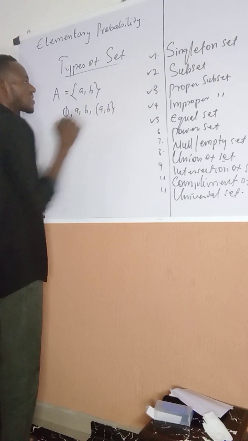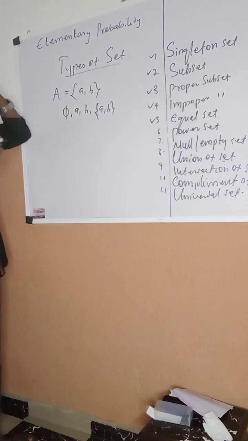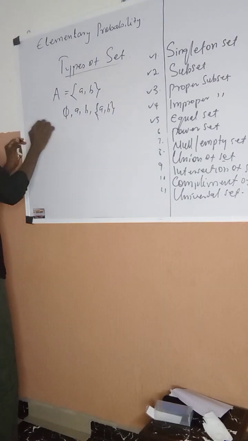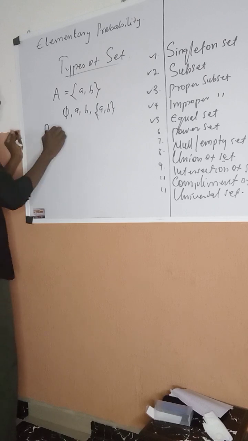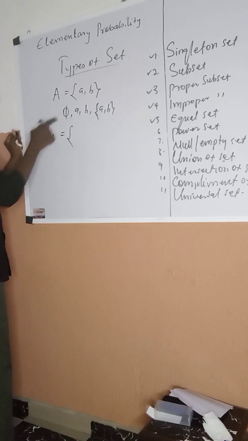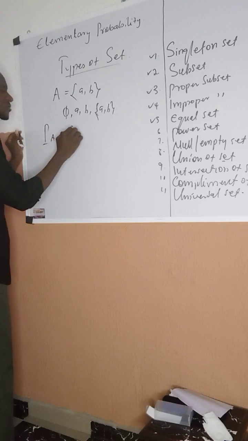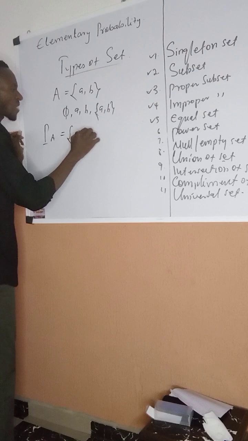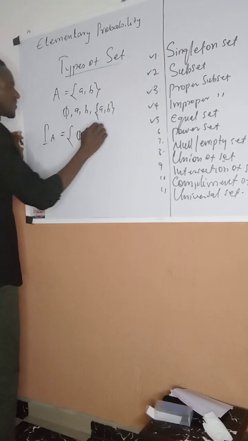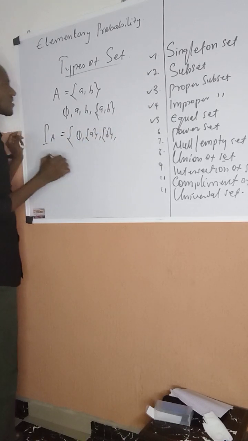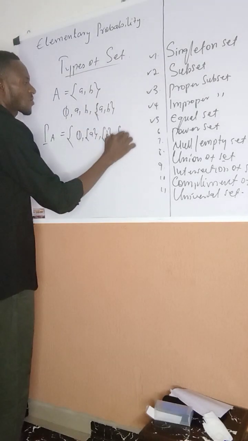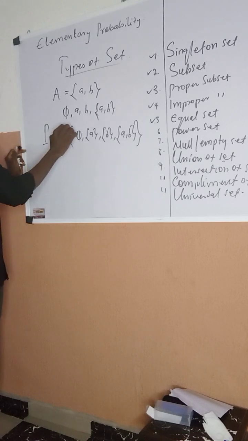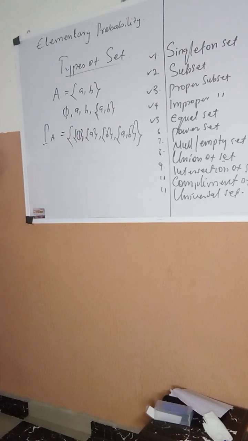So if you want to write now the power set of A, power set of A, it is given as, here is a set, empty set. So we now write the empty set this way. Then this is a set of A, you write A. This is B, you write B. This is AB, you write A, comma B. Then you close the brackets. This is actually what we call a power set.